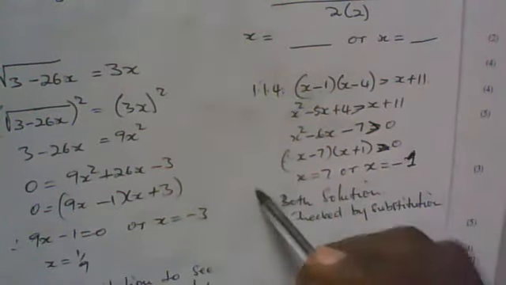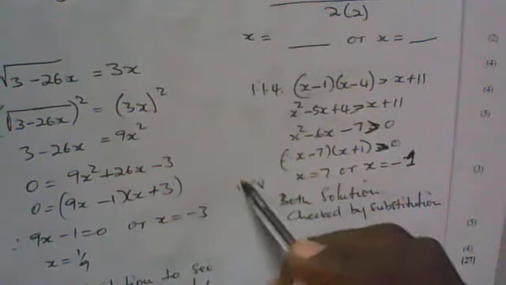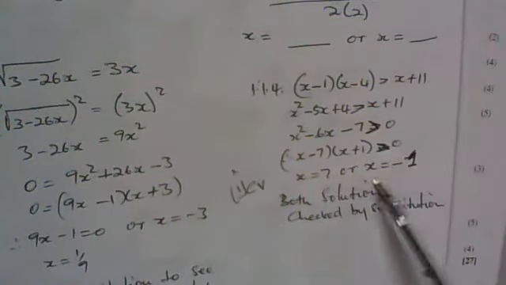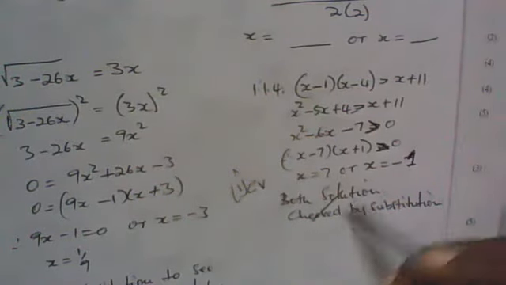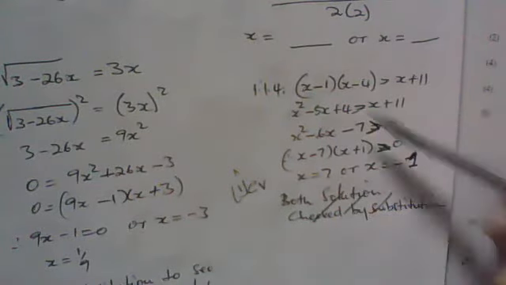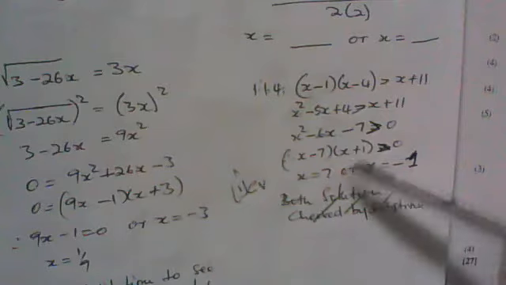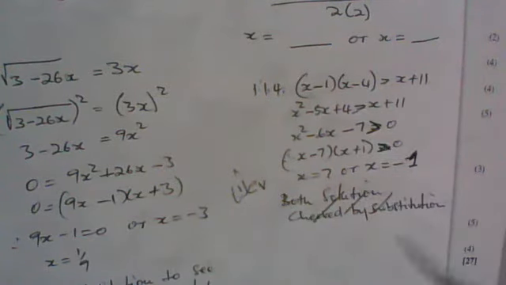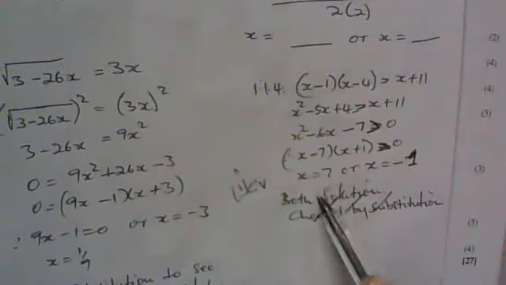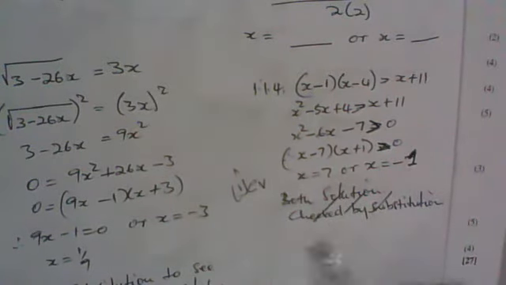Now, these are your critical values. That is the first one. For this, you need to check the critical values. Now, this is not the correct situation. Normally, I just want to make you aware of this. Now, these are the critical values at 7 and minus 1.